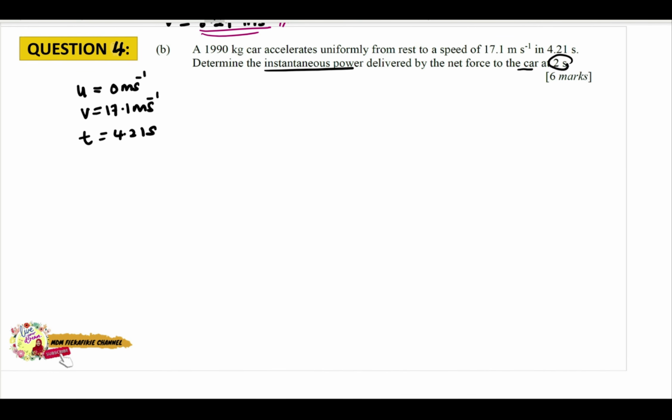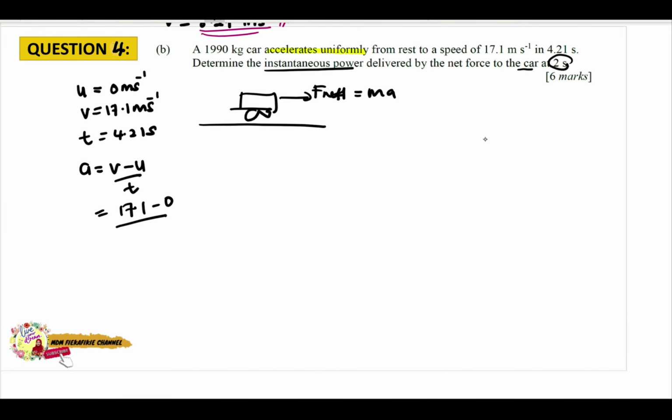Okay, so actually we can find the acceleration. Okay, the car is accelerate. So it's moving to the right. So kita boleh kira F net dia lah, equal to MA. So kita perlu kira dulu acceleration. Sebab dia kata dia accelerate uniformly. So instead we can use V minus U over T. Okay. So acceleration is 4.06.